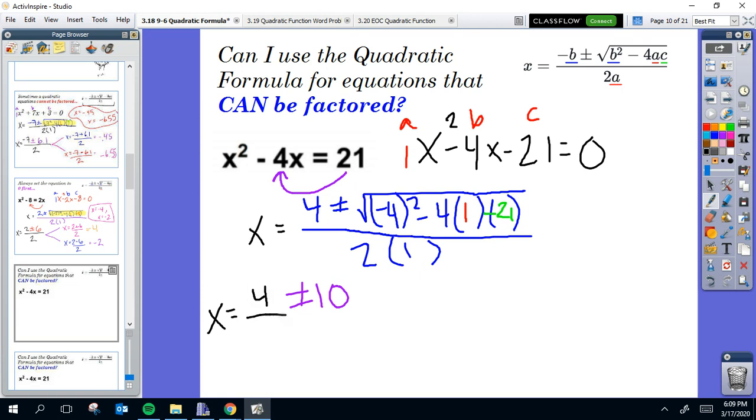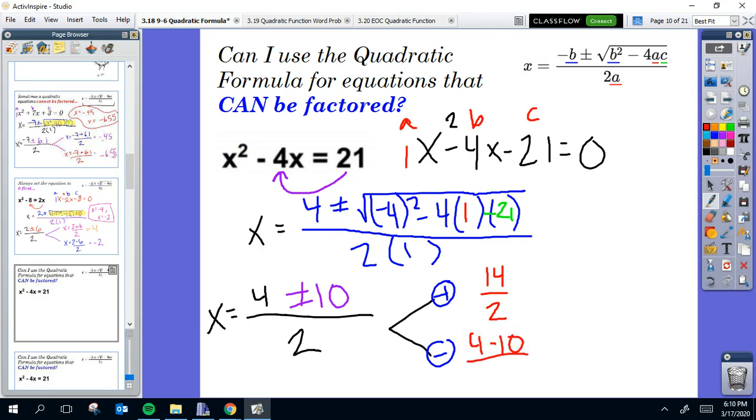X equals 4, and 2 times 1 is going to be 2. Again, this is an easy one, so I'm just going to do this real quick. On the top, I'm going to do addition. On the bottom, I'm going to do subtraction. On the top, I have 4 plus 10, which is 14 over 2. And on the bottom, I have 4 minus 10 over 2.